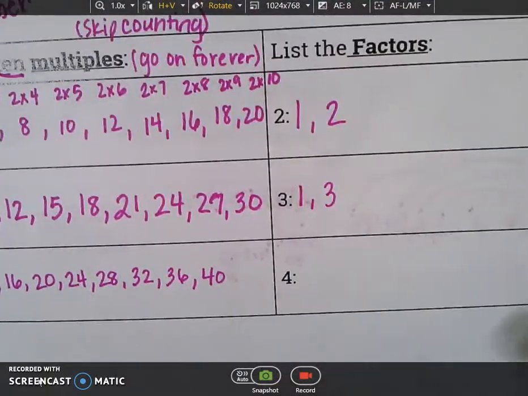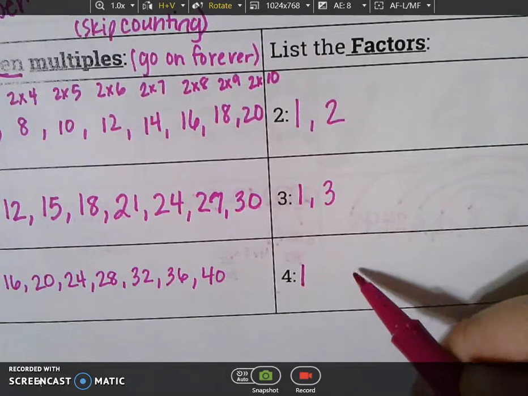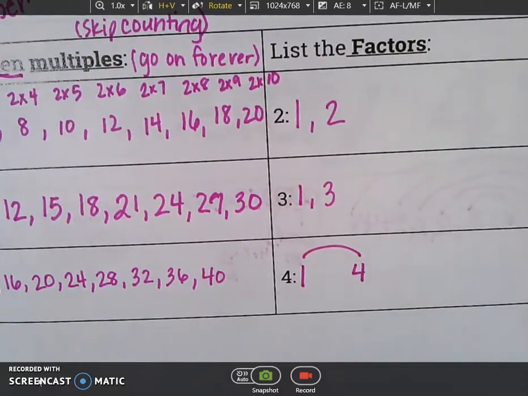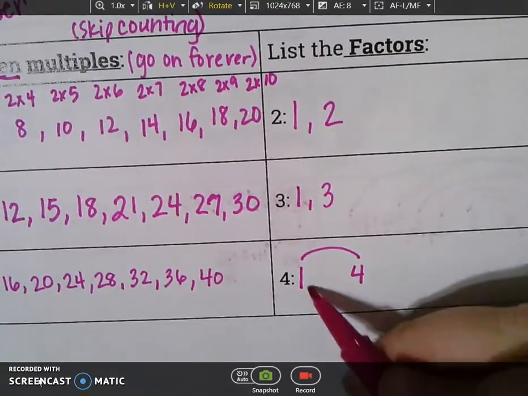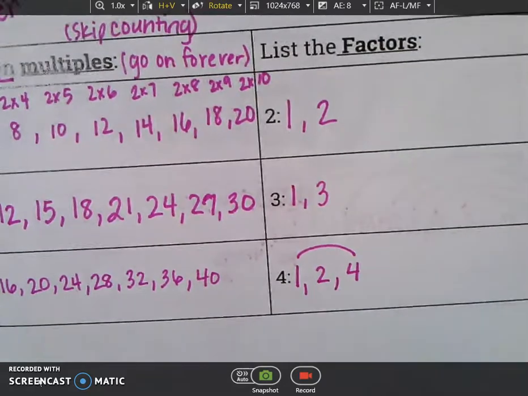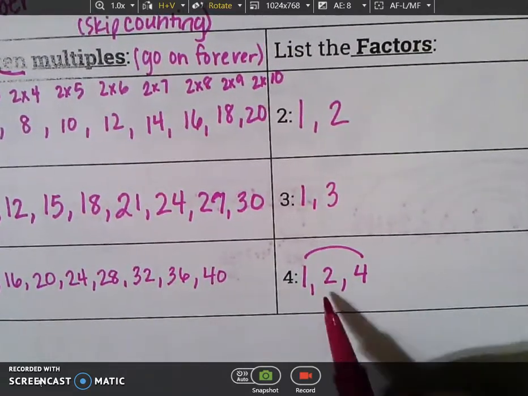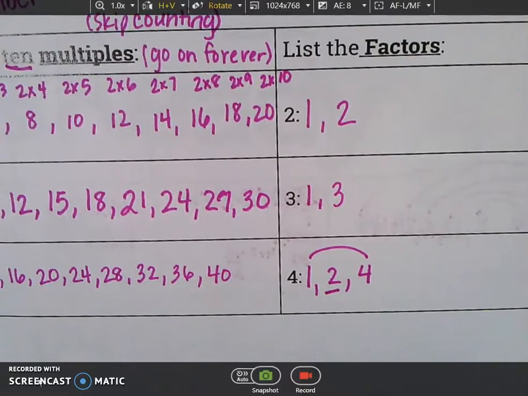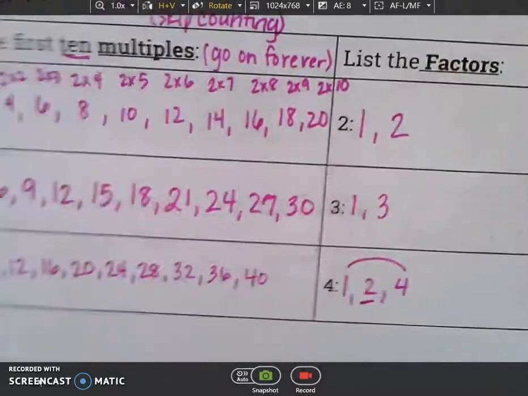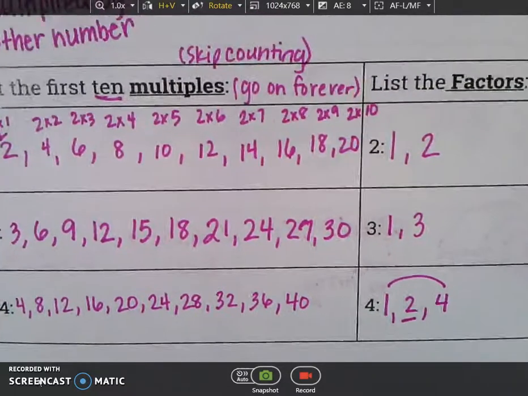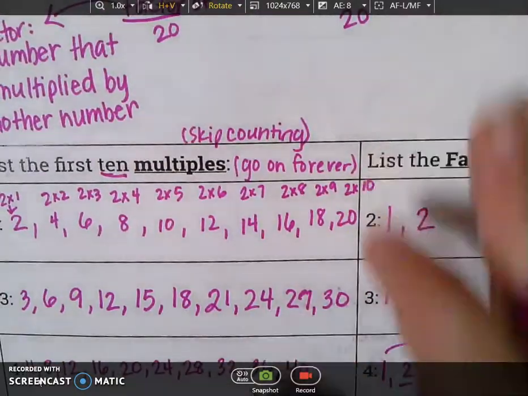Now when I talk about factors of 4, I know that 1 times 4 equals 4. But I also know that 2 times 2 equals 4. But I only list that 2 one time there. So 1, 2, and 4 would be factors of 4. Make sure you understand that difference of multiples and factors.